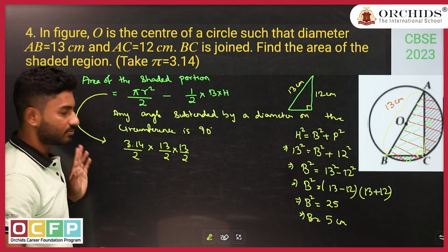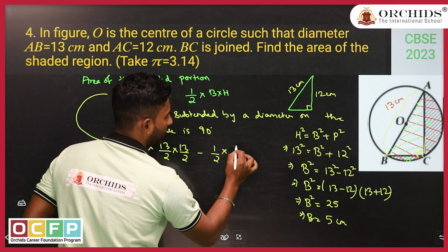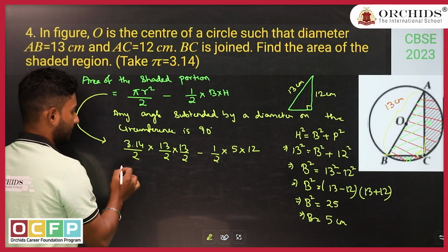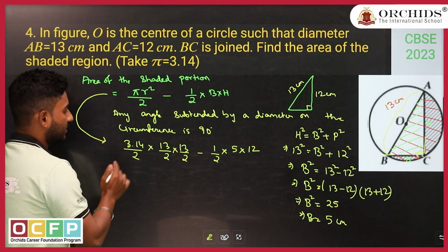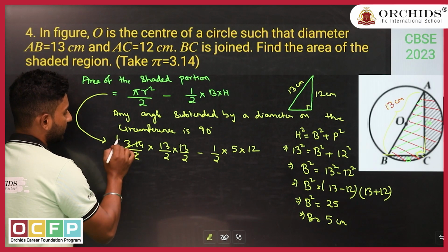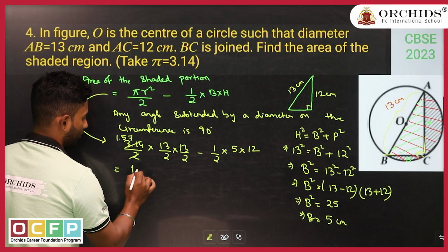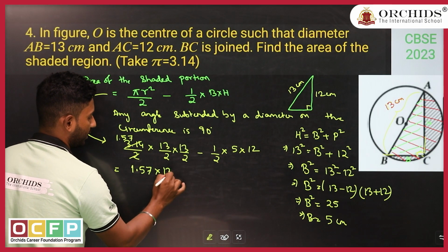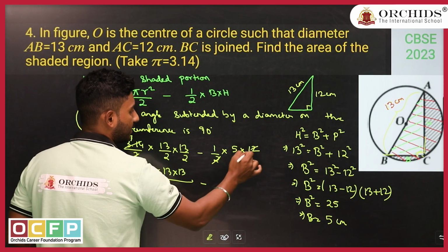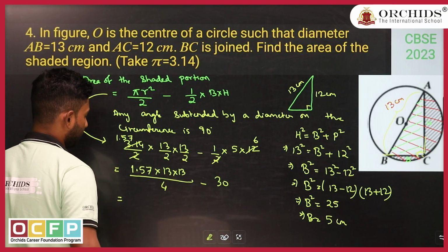r square by 2 minus half into what is base? Base just now we got 5, and what is height? Height already we know that is 12. You just have to solve this one. No way we can simplify it. I think only this part we can do. 1.57. Yes. So okay. So 1.57 into 13 into 13. Below we are left with 4. This side we can just divide. It's 6. 6 into 5, 30. If you go on doing this multiplication, we get the answer.